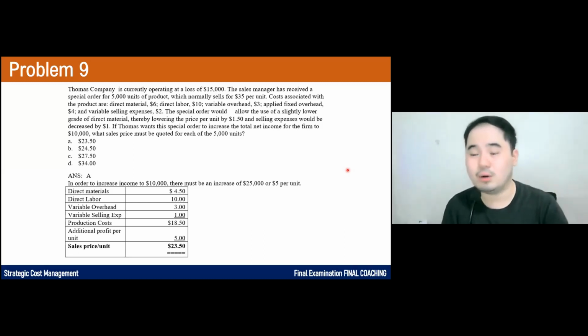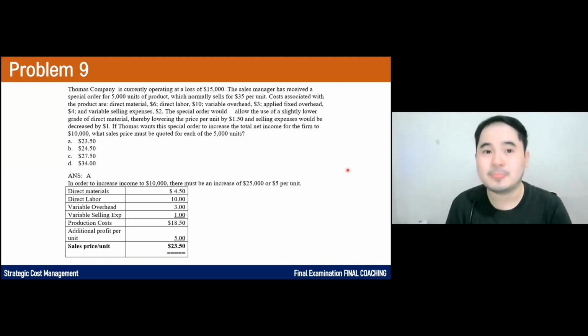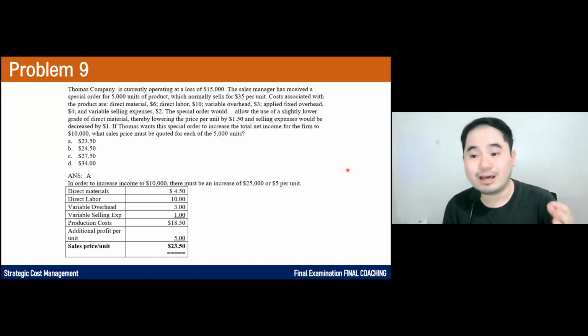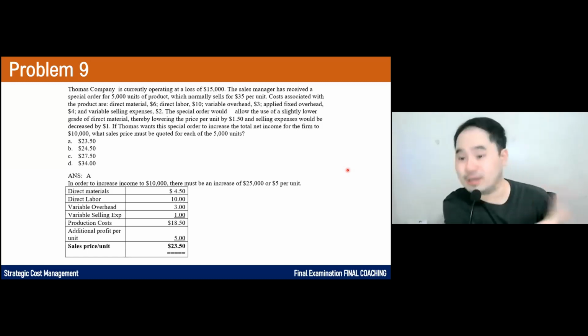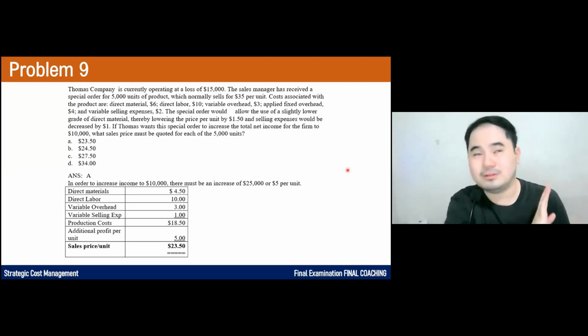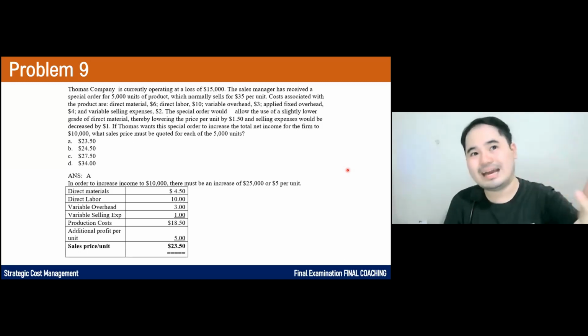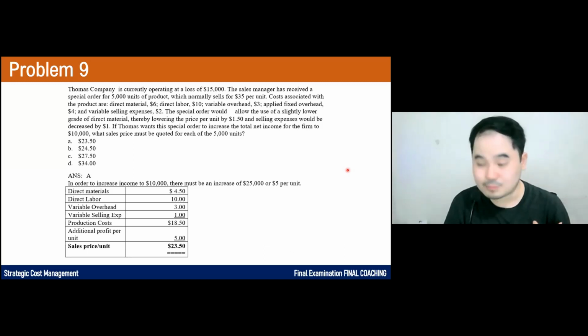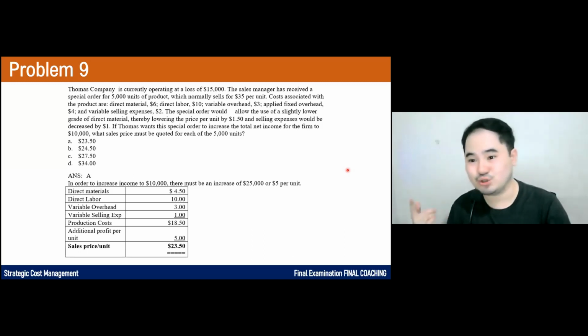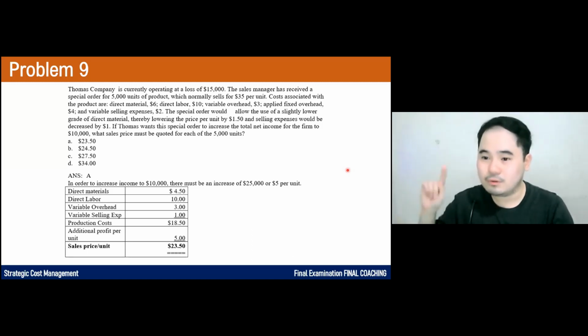Lalo na kapag wala kayong excess capacity. Baka mas malaki pa yung mawawala sa inyo pag dinrop nyo yung normal sales. Okay? So, medyo nagiging problematic tayo kapag in answering the special order, meron kang i-goodbye na regular sales. So, opportunity cost yun, no? Mawawala yung contribution margin from regular sales.